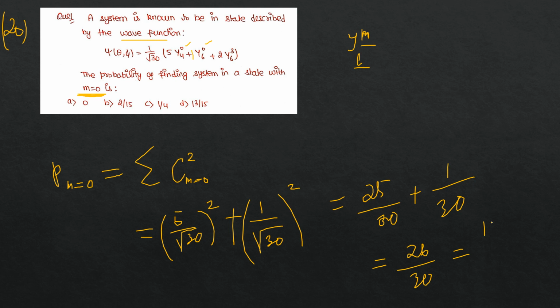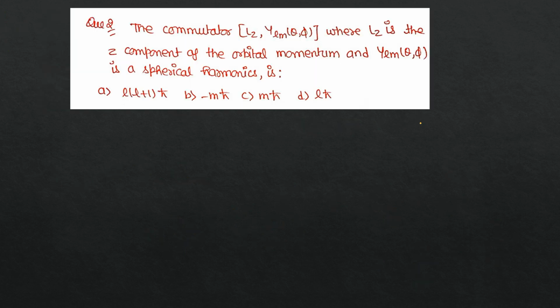If you check the options, is it there in the options? Yeah, it's there. It's option D, right? Easy question, right? This is coming from spherical harmonics. Okay, let's go to the next question.